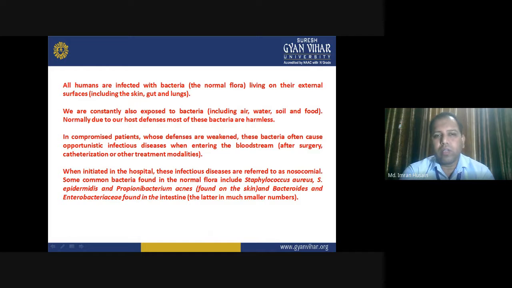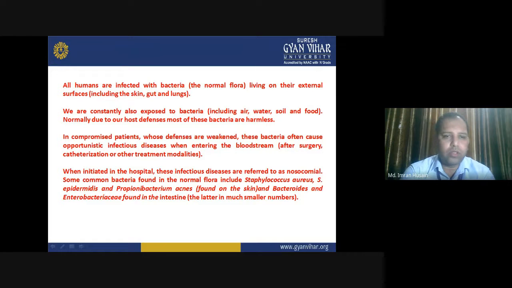In a compromised patient, and they are talking about an immunocompromised patient, whose immune system is not up to the mark because of weakness or any sort of illness, whose defenses are weakened, these bacteria often cause opportunistic infectious disease. Okay, so these bacteria are always seeking some sort of opportunity, right? And when the individual or the patient becomes weak, they will immediately attack.